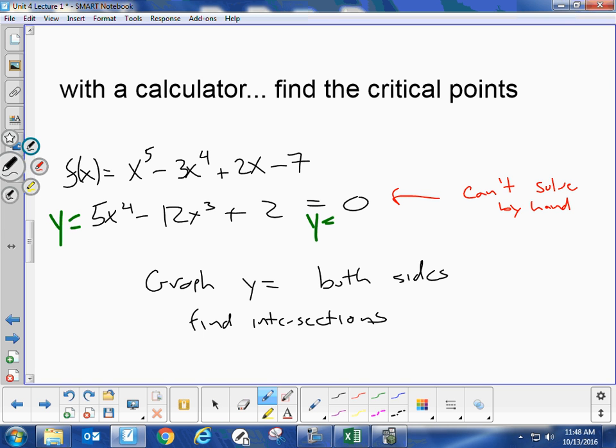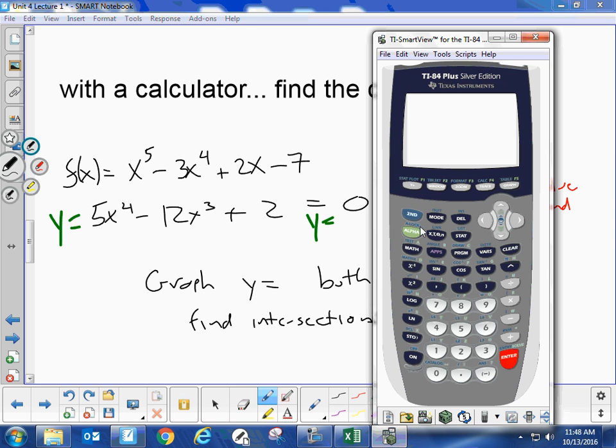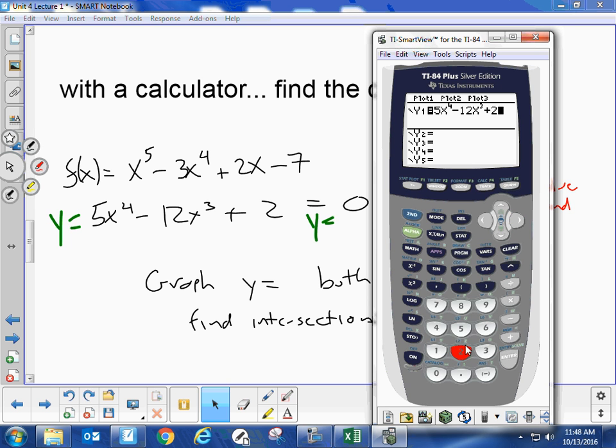Let's go ahead and do that. In my calculator, I will go into y equals, and I'll type in 5x to the fourth. Let's all do this. Minus 12x cubed plus 2. And I will also graph y equals 0.